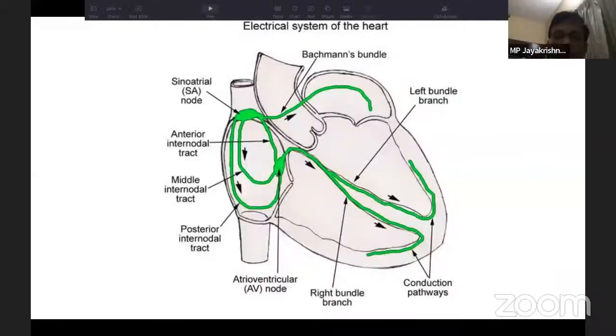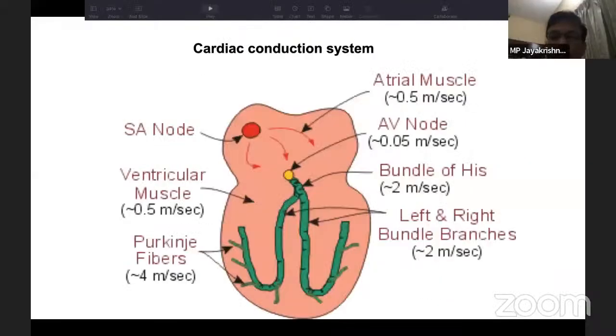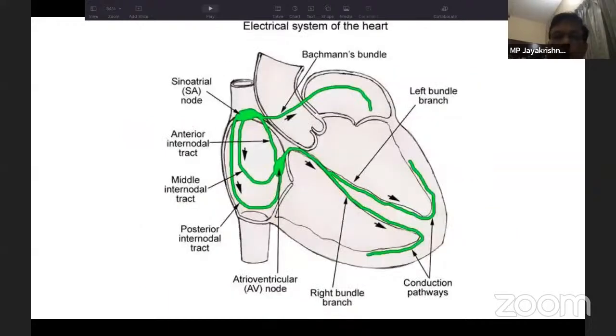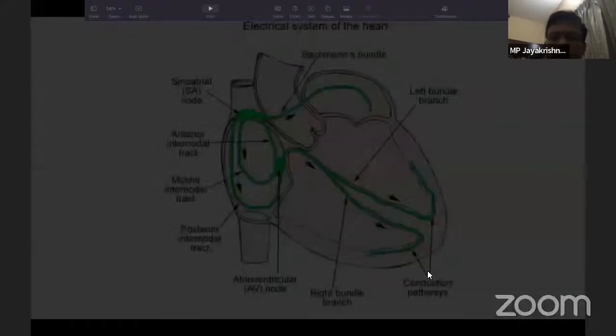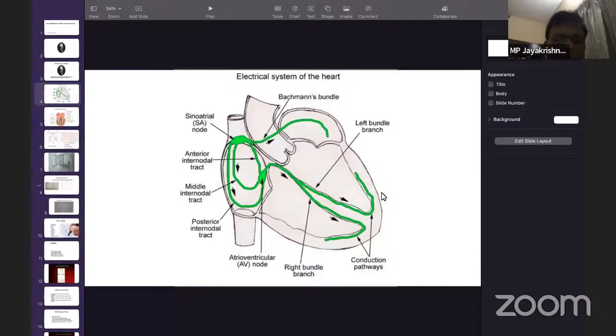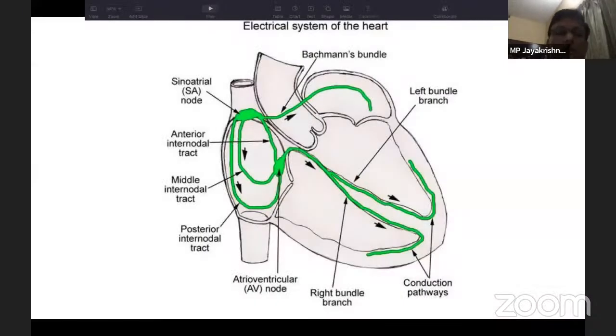Superior part of the right atrium. And the impulse travels from the SA node through the internodal tracts to the atrioventricular node.